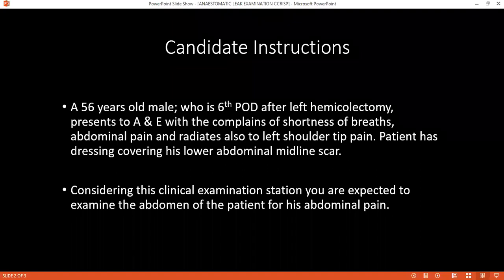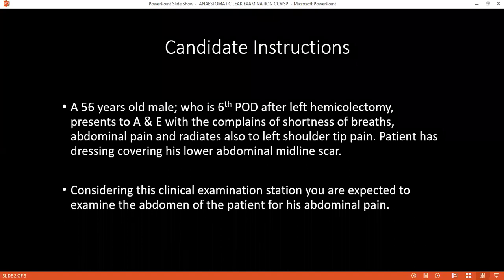Then after the chest expansion, I will go for the percussion of the chest. I will see whether the percussion is resonant, dull, or hyperresonant in both lung fields. After the percussion, I will go for the auscultation of the lung fields, and I will check vocal resonance at the last. At the same time, I'll also check the pulse oximetry and saturation of the patient.